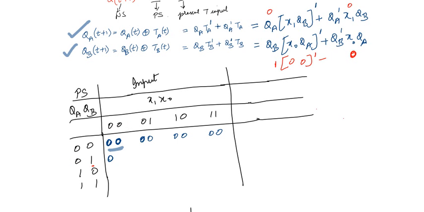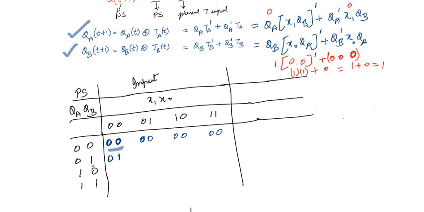Complement plus, what is QB? QB is 1. 1 dash is 0. And what is x0? x0 is 0. So this is 0. So 0 into 0 is 0. Complement is 1. So it becomes 1 into 1 plus 0, which is 1 plus 0 is 1. So this is 1.